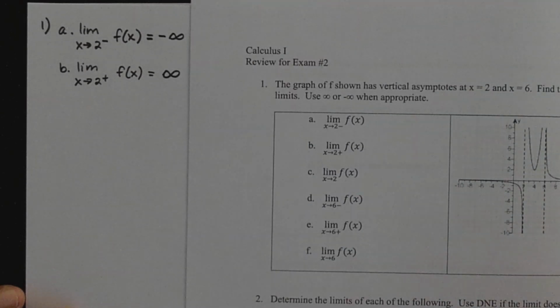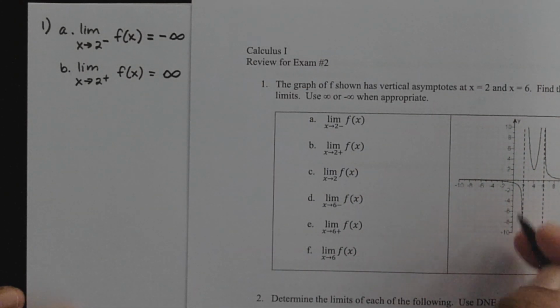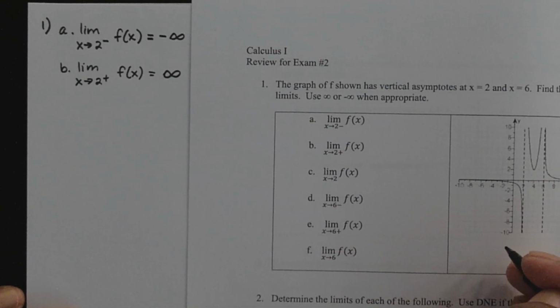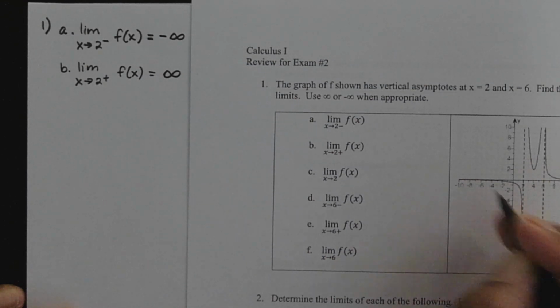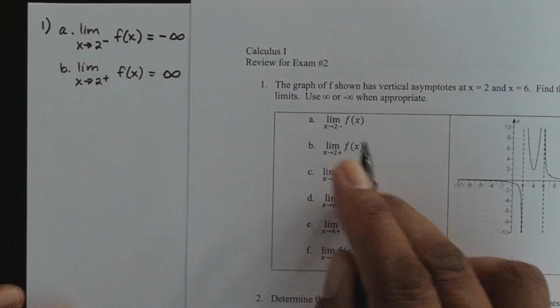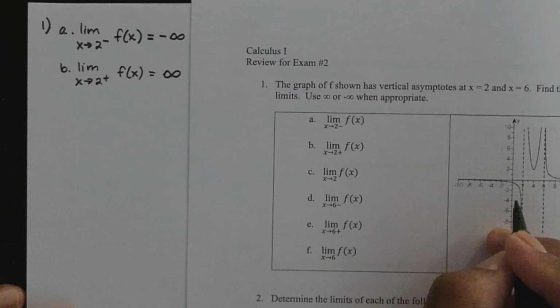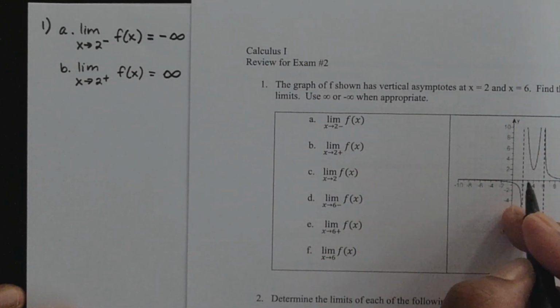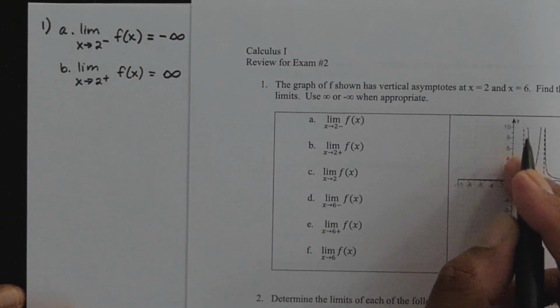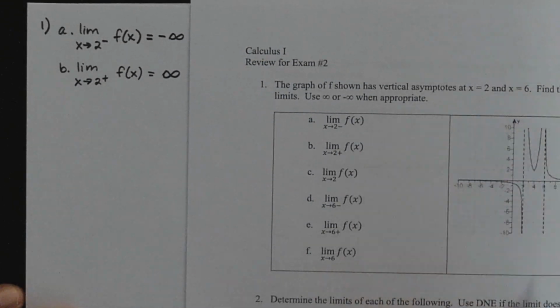One quick question: how can you tell the direction the infinity is going? Negative infinity goes downward. You find 2 on the x-axis and then you go left of 2. Yeah, left of 2, because that's what that minus sign is for: 2 from the left, meaning from the left of 2. And the plus sign means 2 from the right. So if we're coming from the right of 2, it goes up in this direction. Okay, any questions?